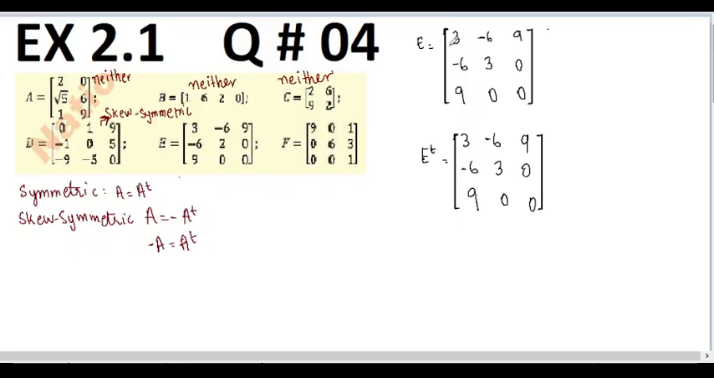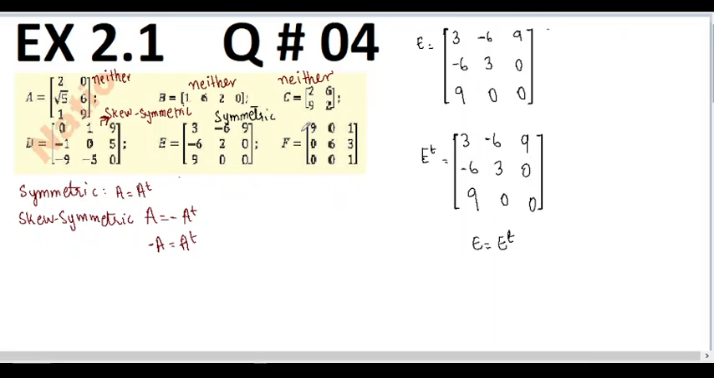And we see that the matrix E equals matrix E transpose. Both of them are equal, so it is going to be a symmetric matrix, because E equals E transpose, so this one is symmetric.